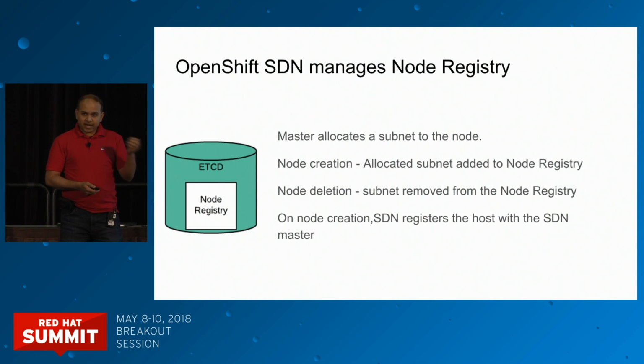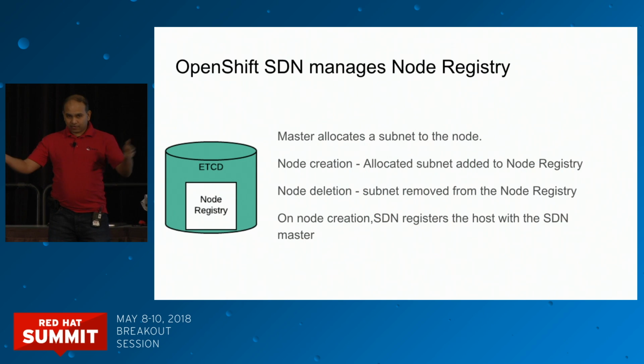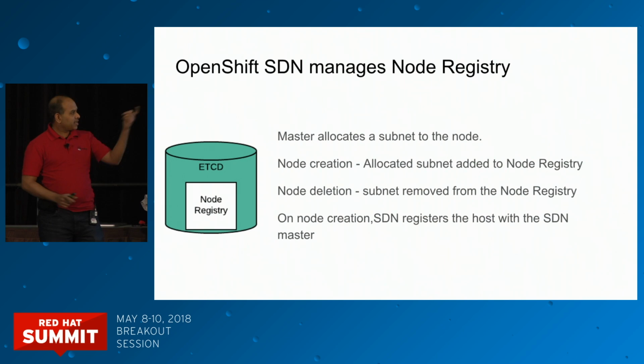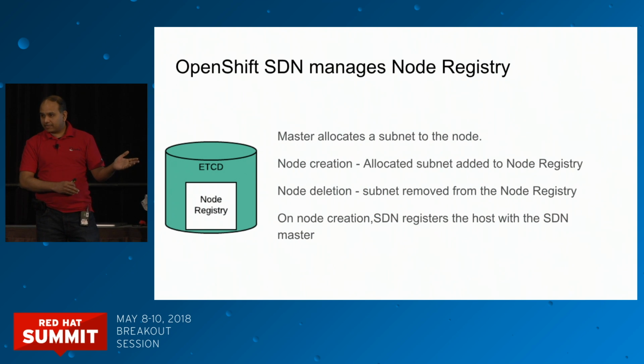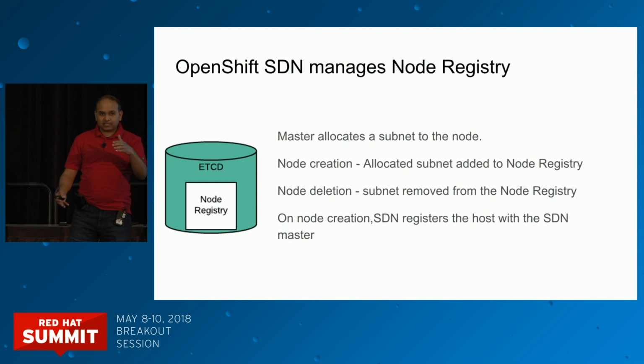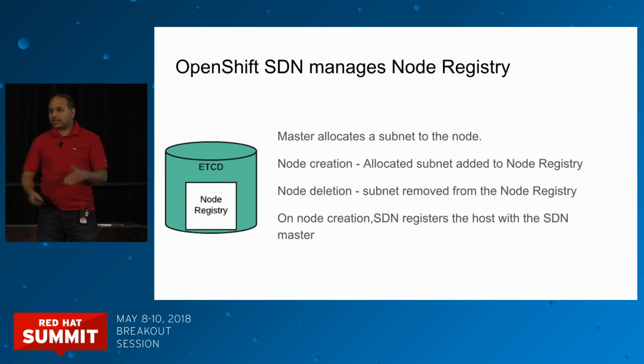So as you add a new node to your cluster, master allocates a subnet from the list of IP addresses that you would have supplied, right? Whenever a new node gets added, it takes a part of it, a subnet, and it allocates that to a node. If you remove a node from the cluster, it removes that from the node registry. So the node registry is the place where the list of subnets allocated to each node are saved, right?